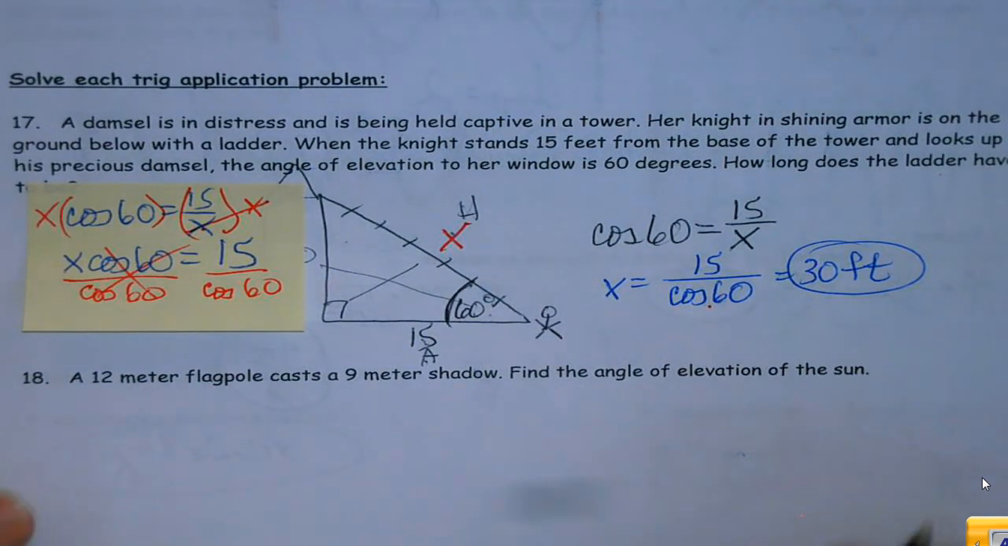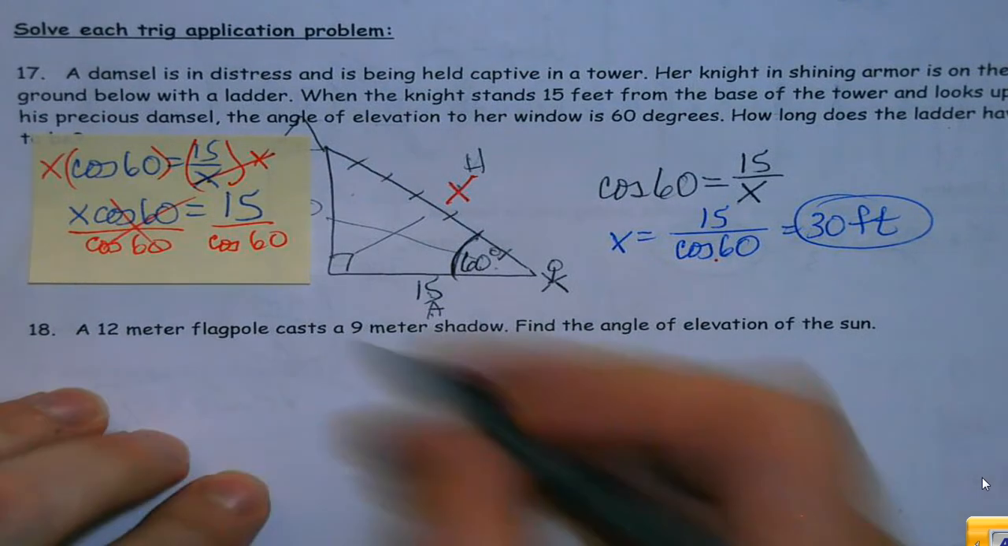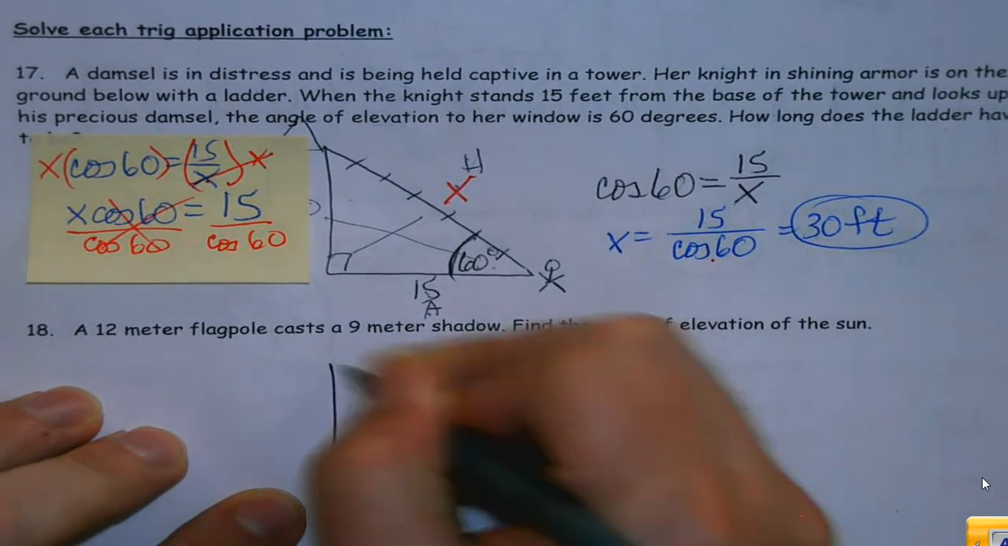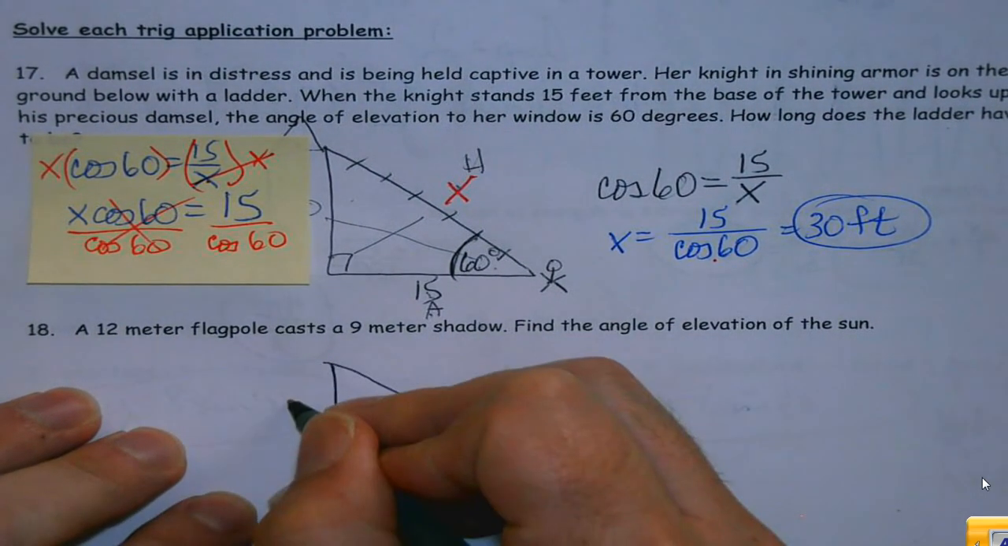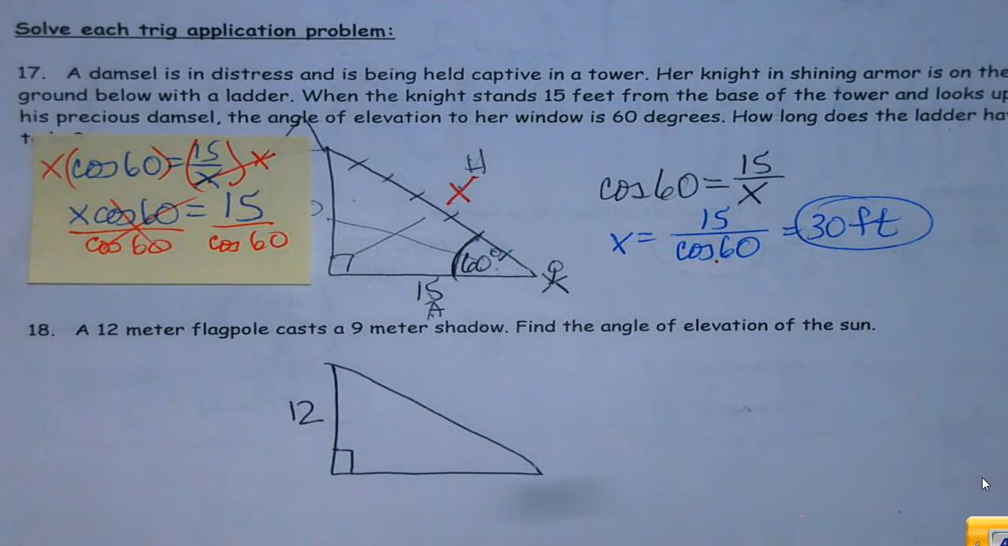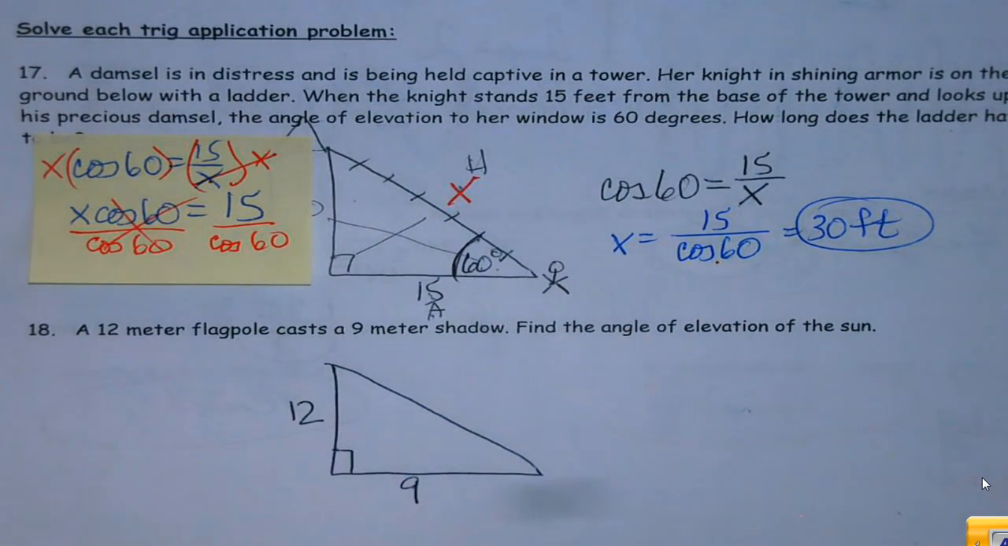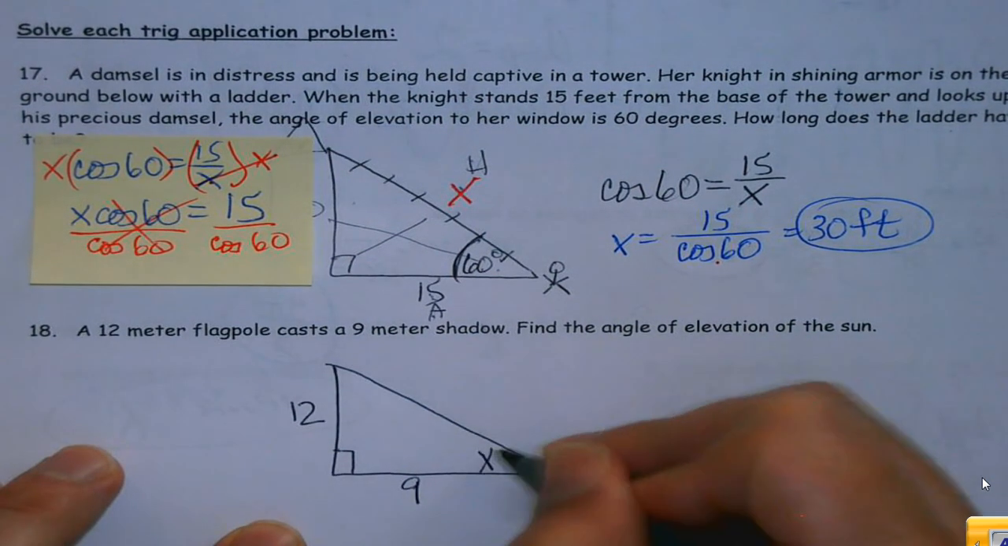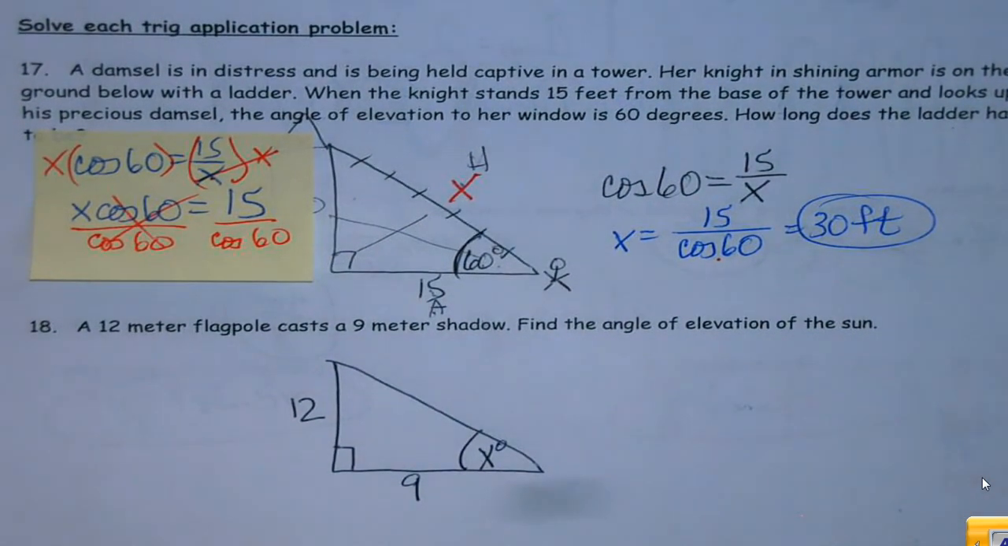And finally, a 12-meter flagpole. Okay, let me get my triangle here, my right triangle. A flagpole normally would be vertical in nature, at least we hope. Casts a 9-meter shadow. Reminder, shadows are on the ground, not floating in the air somewhere. So that's going to be on the bottom. Find the angle of elevation of the sun.